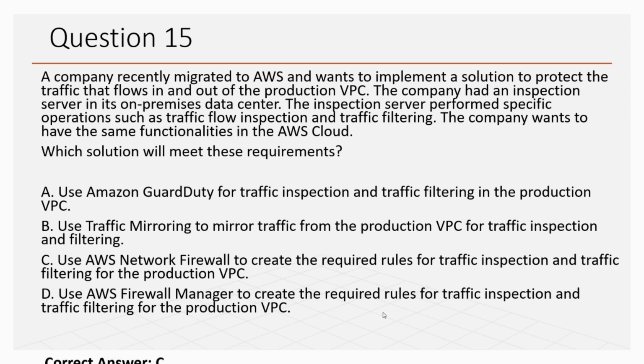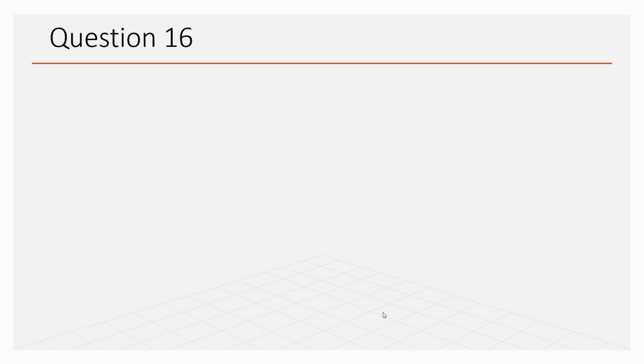Now let's look into the correct option. And the correct option is C, that the company should use AWS Network Firewall to create the required rules for traffic inspection and traffic filtering for the production VPC. Now let's look into the next question.